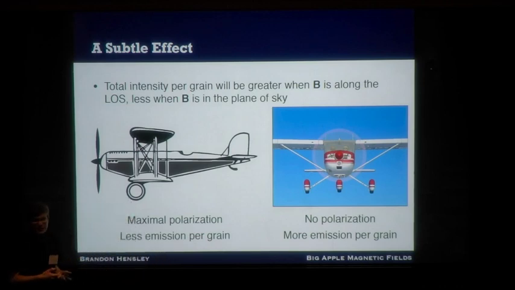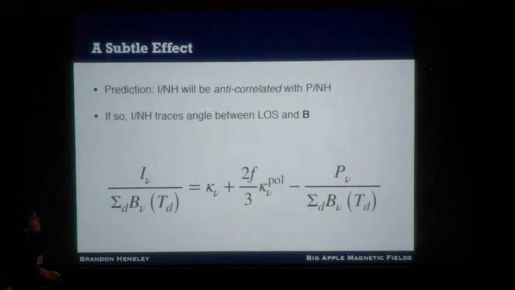And so what this means is that there should be a subtle, not very large in magnitude, but there, anti-correlation between the total emission from dust per dust grain and the polarized emission from dust per dust grain. And that anti-correlation depends on the angle between our line of sight and the magnetic field. And we can put this a little bit more mathematically.